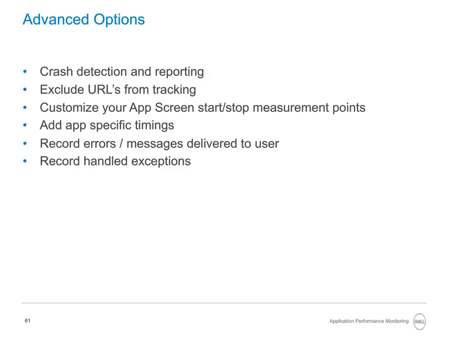You can also customize your app screen start-stop measure points if you don't like the defaults that we've picked. Or you can time specific things, like maybe inside one view controller there's a particular action where you do something and you want to get very specific timings. You can do that. You can also record error messages, such as popped up error messages. And you can record even handled exceptions if you want, something that the app handled gracefully, but you want to understand how often that is happening and what the conditions are.